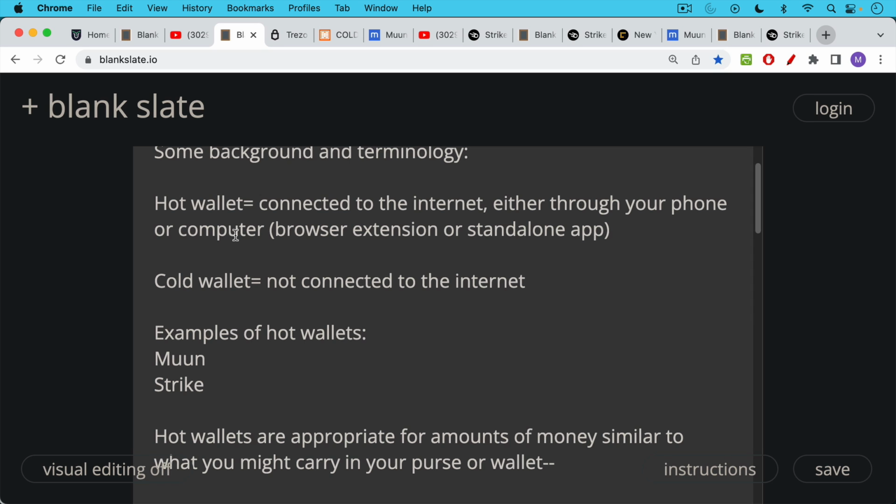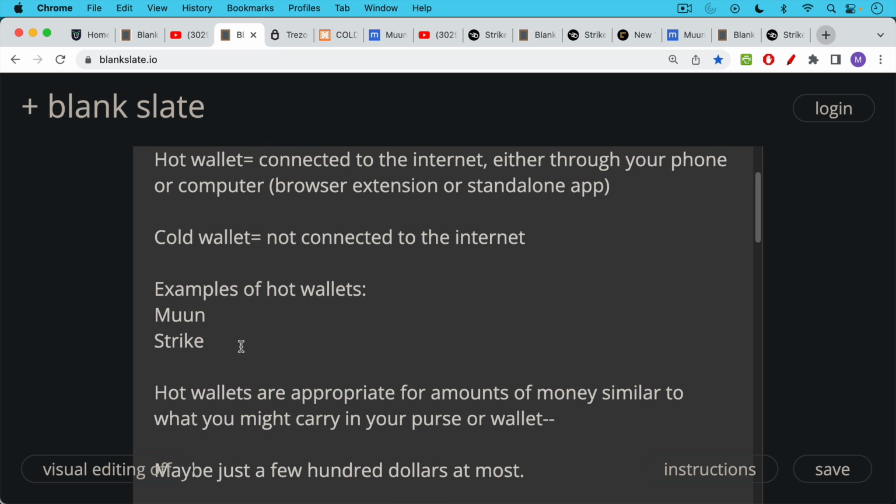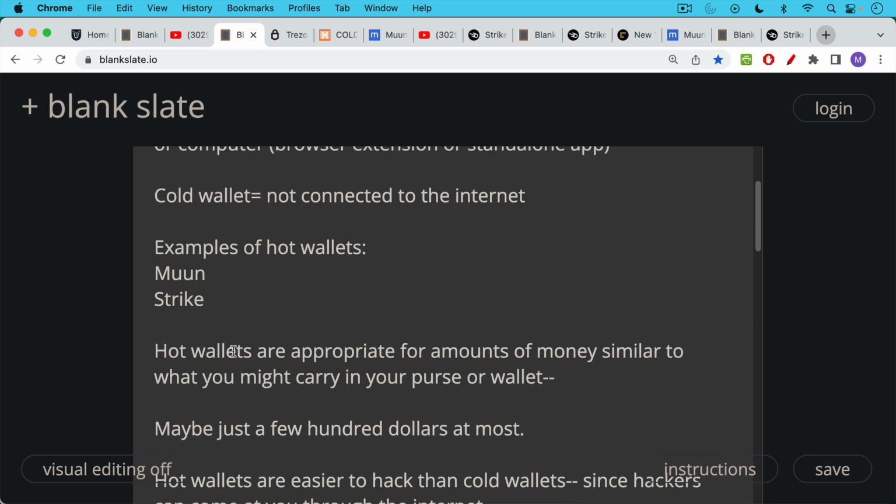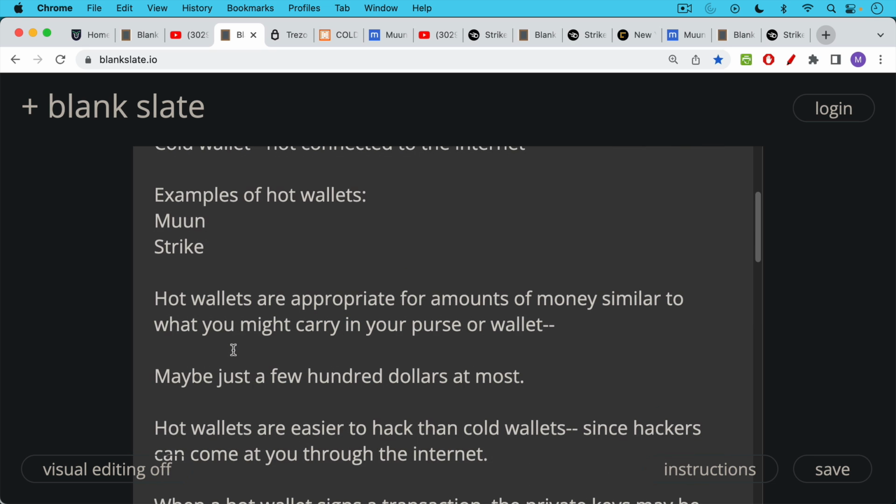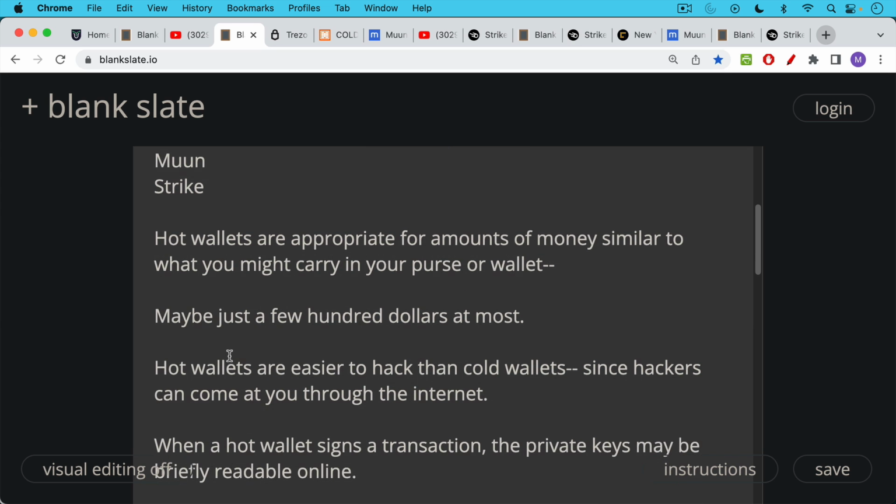So some examples of hot wallets that I suggested yesterday as a substitute for PayPal or Venmo would be Muun, Muun.com, that's Muun with two U's, and also the Strike app. These are both examples of apps and hot wallets. Now, hot wallets are appropriate for amounts of money, as I've said many times, similar to what you might want to carry in your purse or your wallet. So at least for most Americans watching this video, it's probably not going to be more than a few hundred dollars. And people are using cash less and less, obviously, as time goes on.